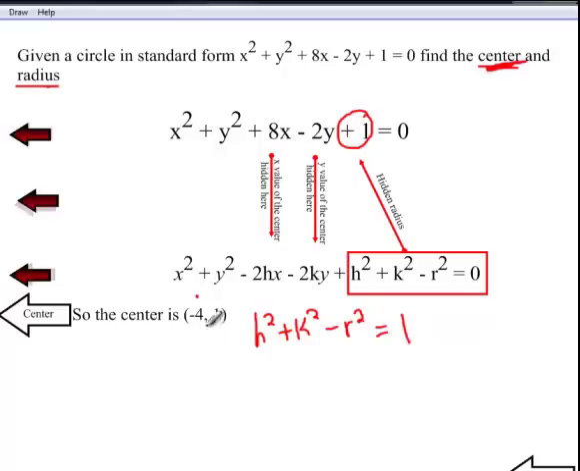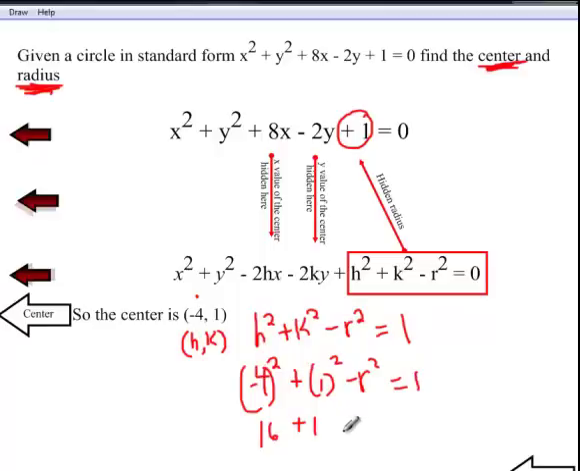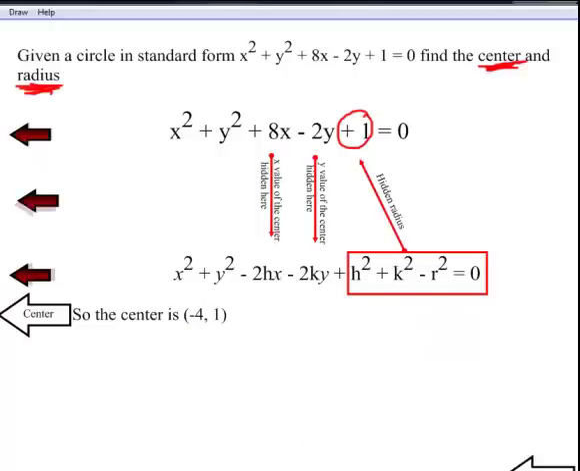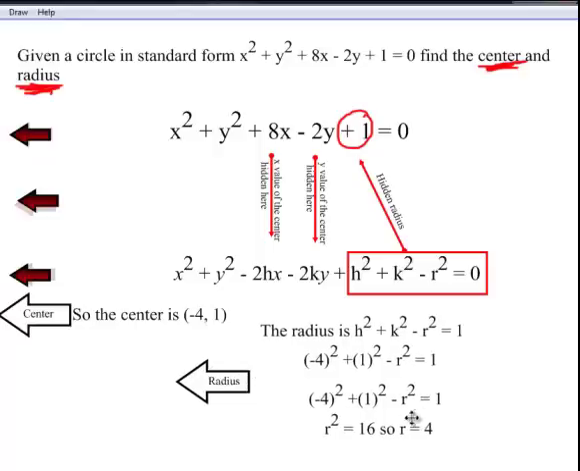Well, I just figured out what h is right over here, because remember, a center is hk. So negative 4 squared plus 1 squared minus r squared, right? We're looking for the radius, gets me 1. 16 plus 1 minus r squared equals 1. Clean it up. 16 equals r squared. So the radius must be 4. So there, I've answered my 2 questions. What is the center and what is the radius? The radius is 4 and the center is negative 4, 1.